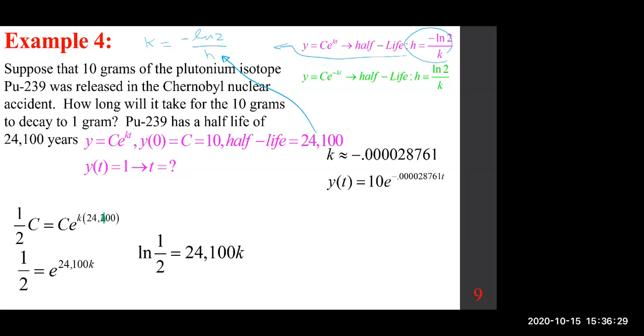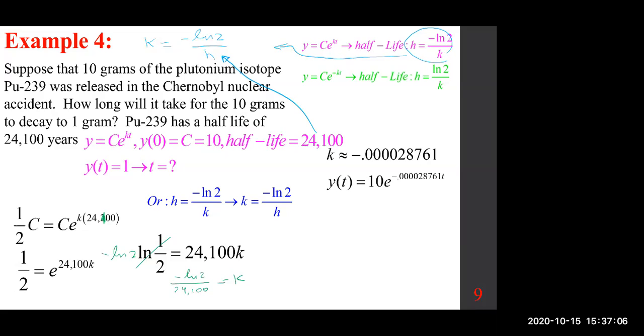Remember, this one, class, is minus ln2, and k is minus ln2 over 24,100. Or, as I mentioned, we could have used minus ln2 over h. Either way. Why could we use that? Because we have already proved it.